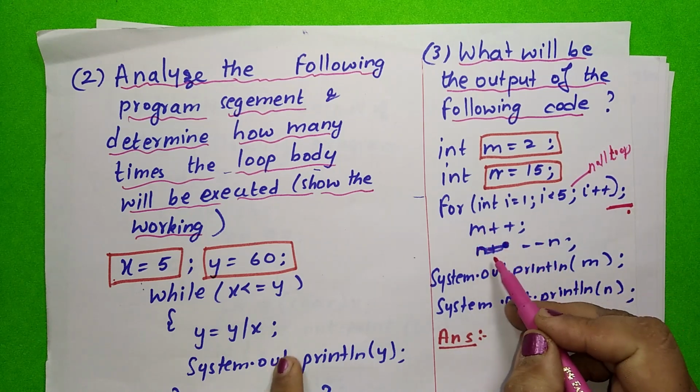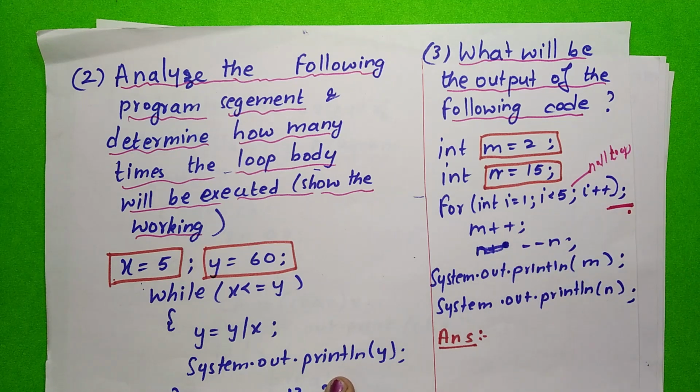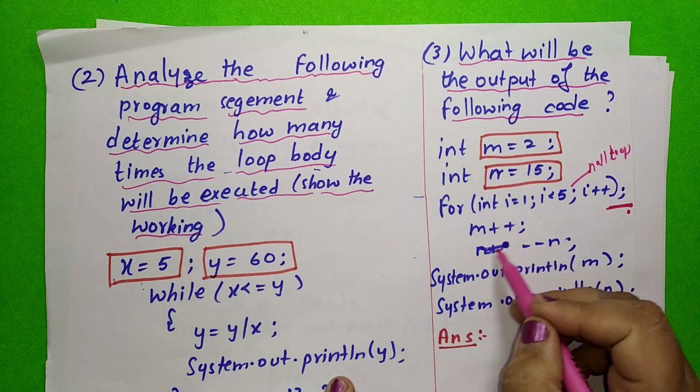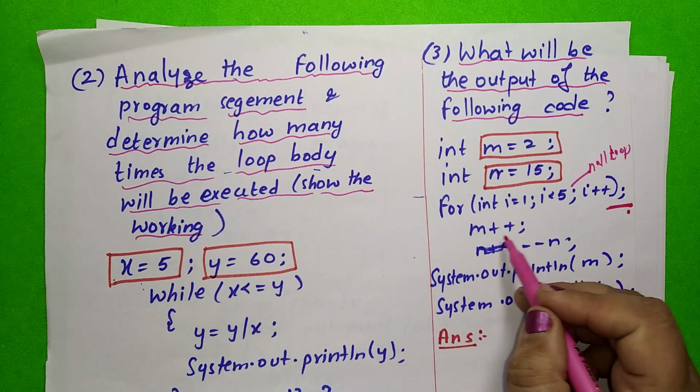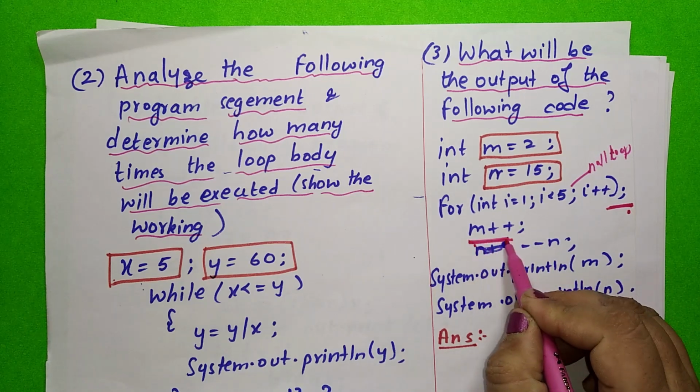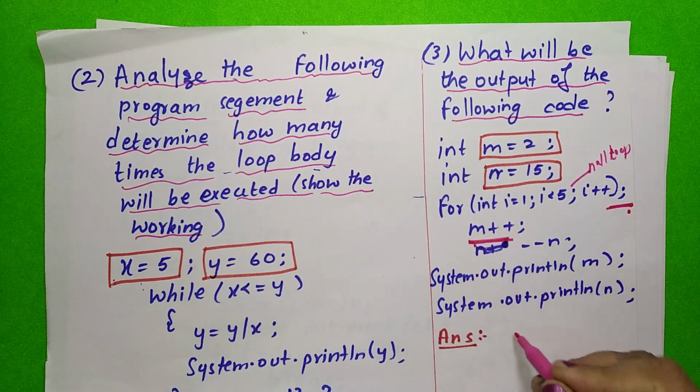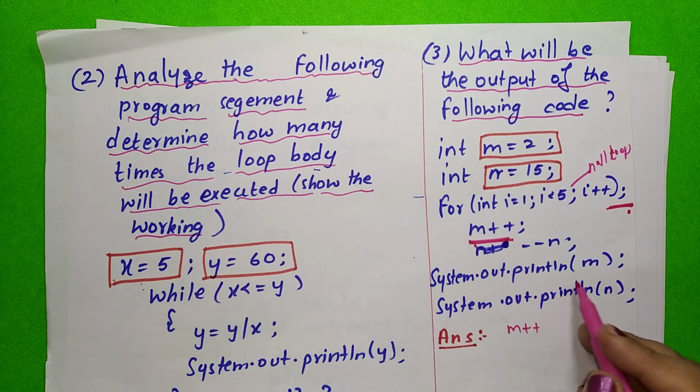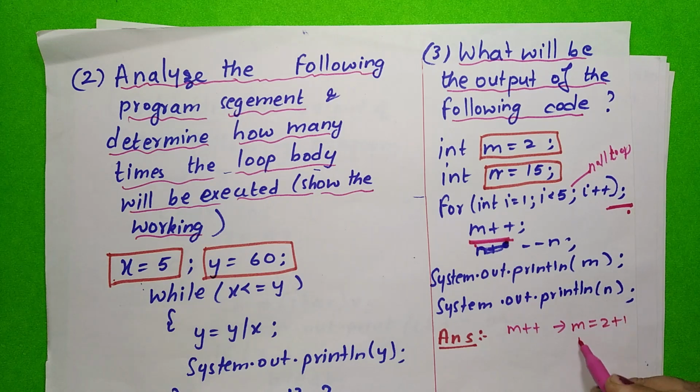So it is a postfix operator. That video also I have made. You just check it out. So it is m plus plus. So they have asked you to print the value of m here. So the value of m will be 2 plus 1. M will be 3.